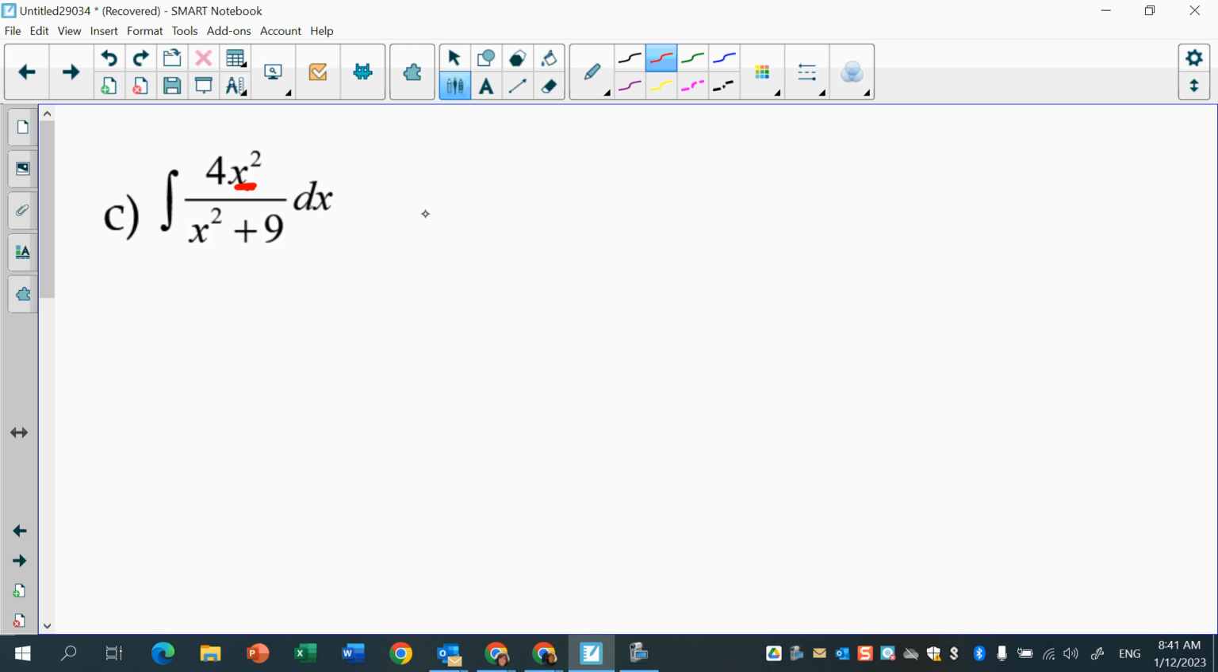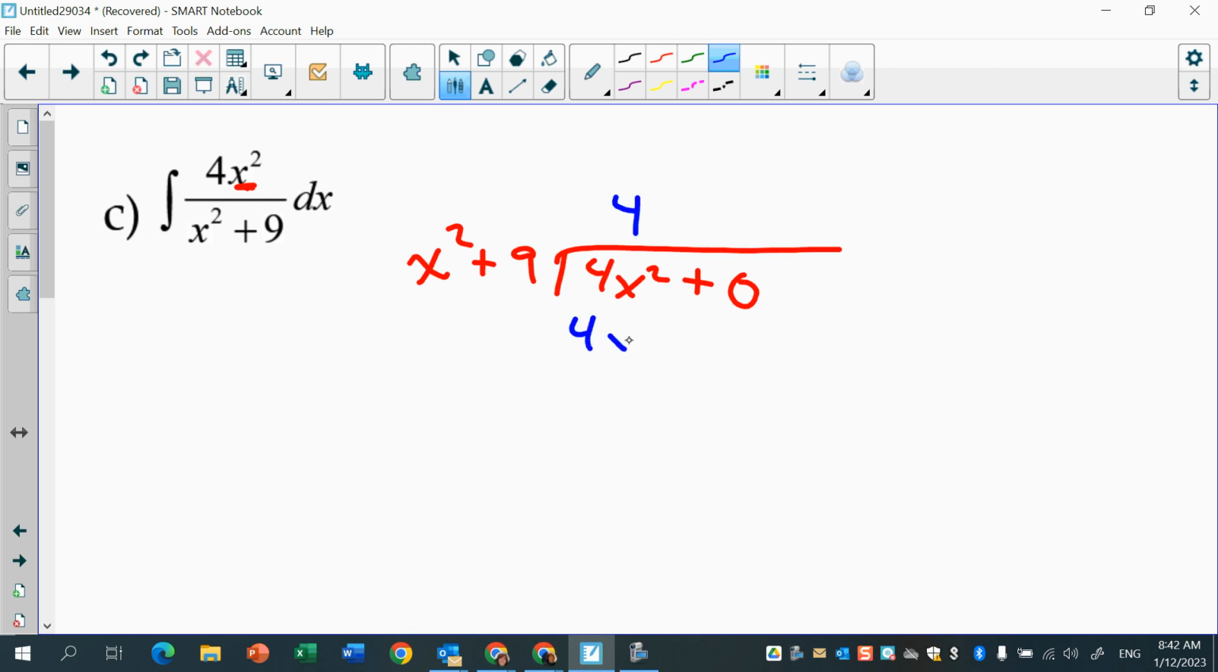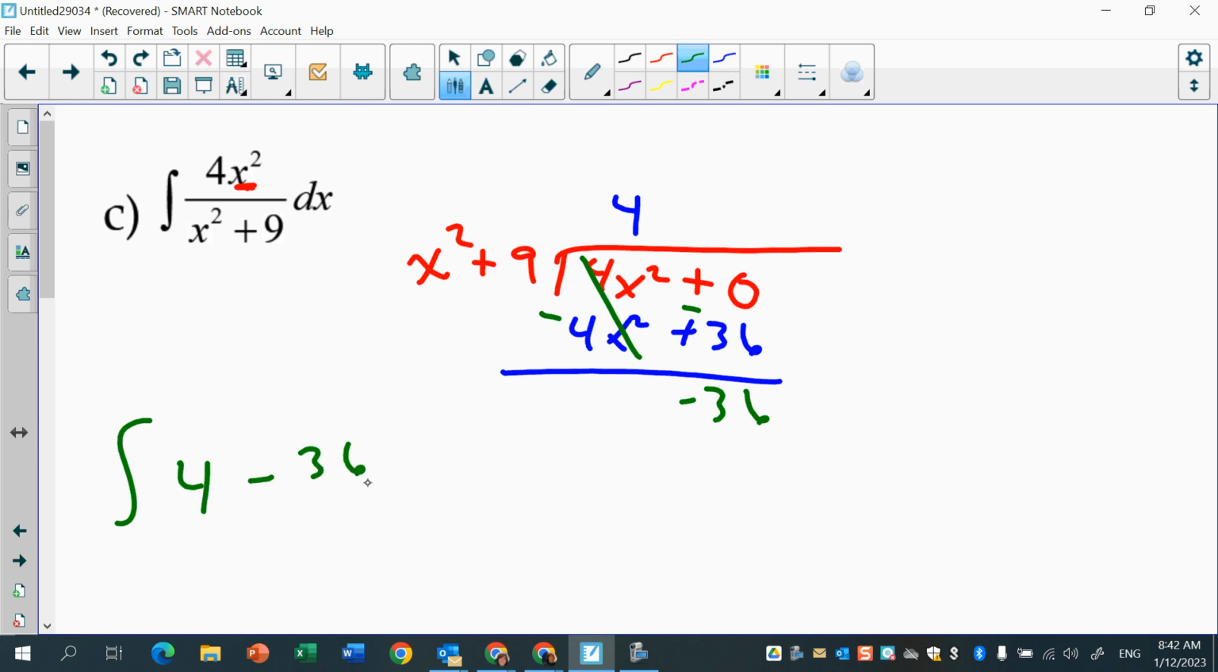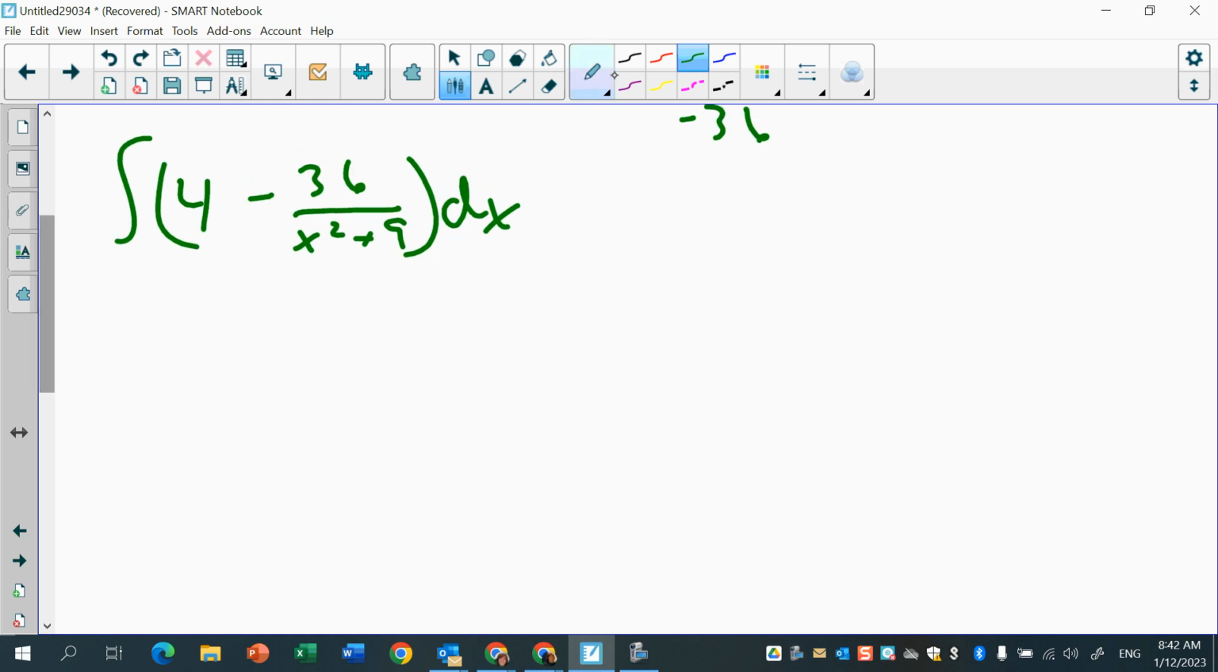So, for those of you that need me to walk through it, oops, I wrote the wrong thing down first. It is going to be long division. So I'm going to do x squared plus 9 into 4x squared plus 0. In order for me to get that, I need a 4. So 4x squared plus 36. We are subtracting both pieces. So negative 36, which means this becomes 4 minus 36 over x squared plus 9. So I've simplified the black to the green, and now I can integrate this.